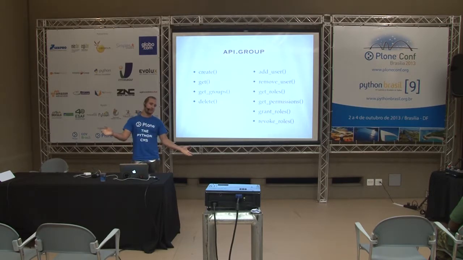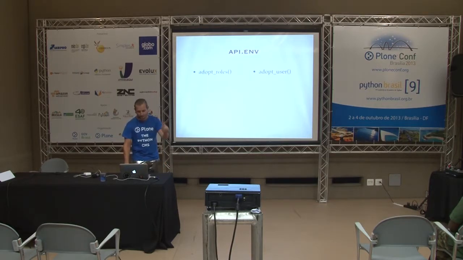The group module is very similar to the user module. You have again create, get, delete, and wrangling with roles, permissions, adding and removing users from the group. The new thing is API.env adopt roles and adopt user, which I'm gonna speak about in a second.